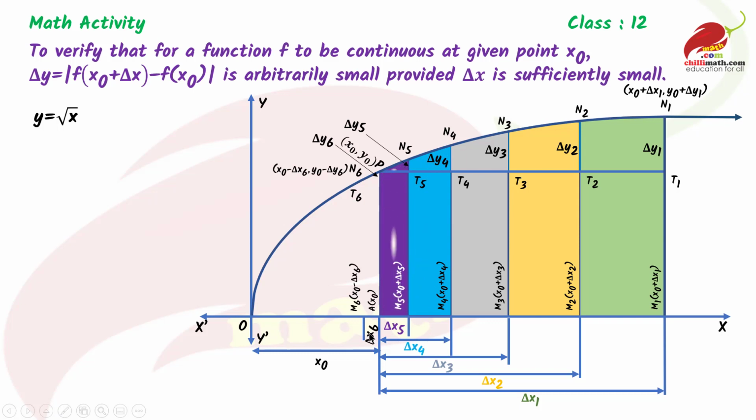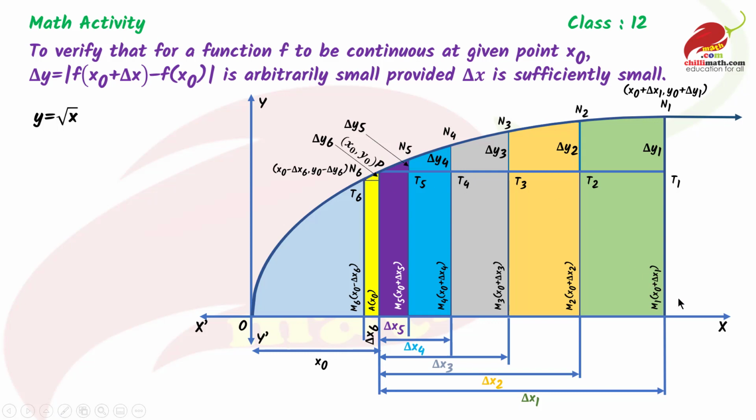Also we are taking delta x6, which we are subtracting from x0. The delta x1 to delta x5 we were adding to x0, and this delta x6 we are subtracting from x0. So this is less than y0. Accordingly, because x0 minus delta x6, the change in y will be y0 minus delta y6. From this you can see, as we are reducing delta x from delta x1 to delta x5, similarly the change in y is also reducing. It is also decreasing. This is delta y5 and this is delta y6.